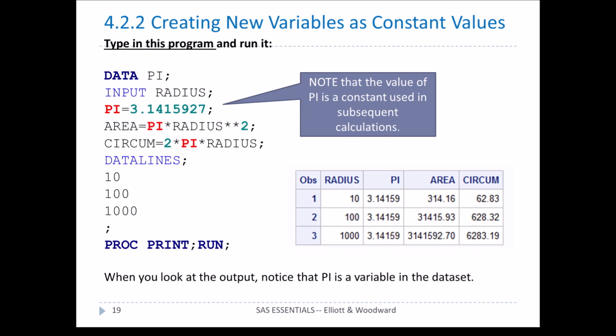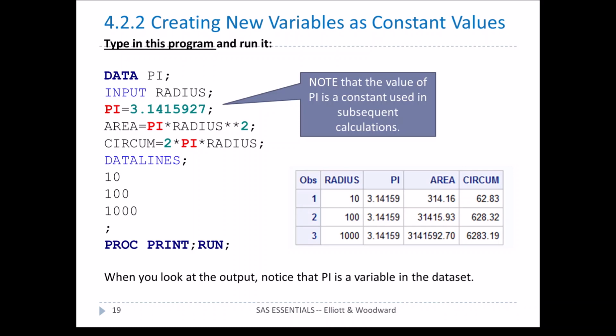Now we can also create new variables as constant values. A lot of times we may have a constant value. Probably the most well-known one is pi, 3.1415, etc. And we may need pi in order to calculate other things like the area or circumference of a circle. So I can just have a statement in here, pi equals the value, and once I have created that as a new variable pi, then I can use that variable in other calculations as we move forward.